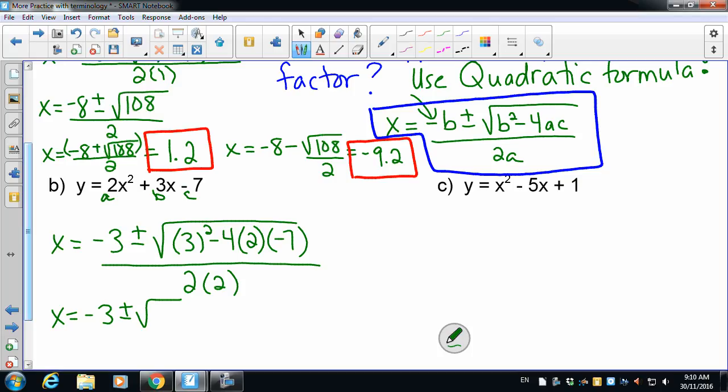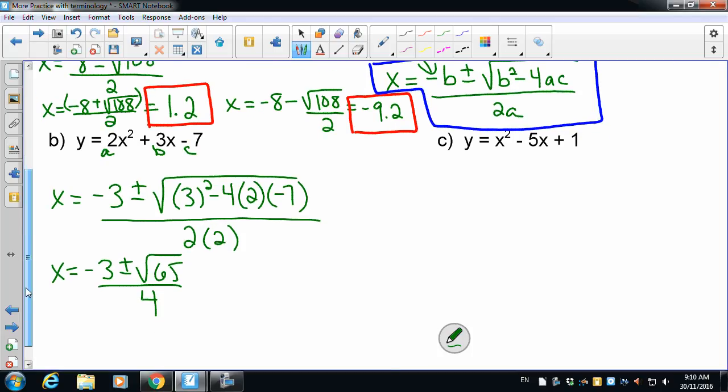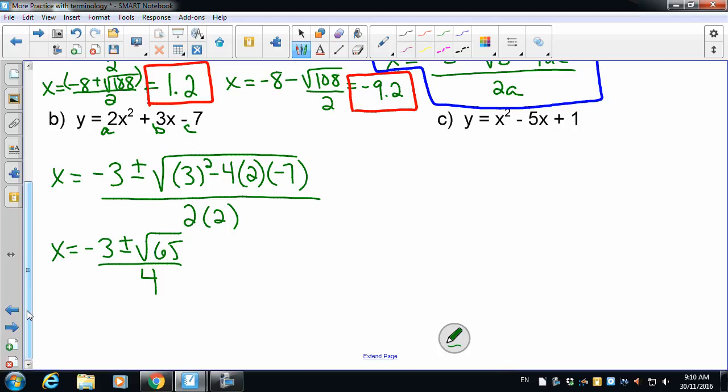4 times 2 times 65. 5 over 4. And then we're going to get our two answers. One of them, I will add the square root of 65 and divide by 4. And to get the second one, I will subtract the square root of 65 and divide by 4.